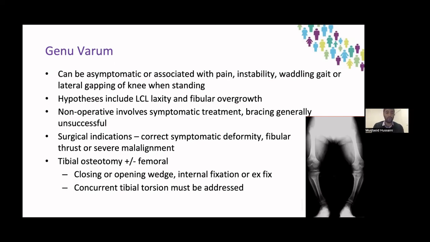It's important to note that concurrent tibial torsion issues must be addressed. So often patients with achondroplasia have decreased external tibial torsion and a lack of normal decrease in the femoral antiversion during growth. Procedures that address the fibula alone, such as partial excisional osteotomy and fibular epiphyseodesis, have been advocated, but the efficacy hasn't been established.